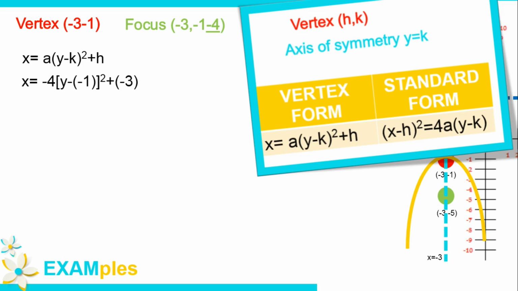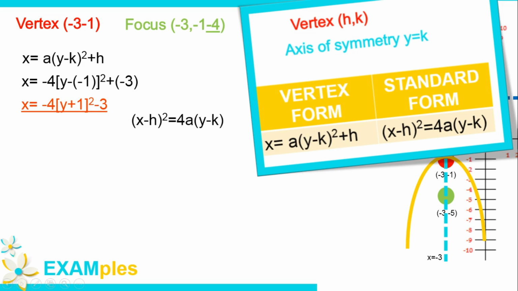Anong negative 4 man siya? Mag-start man ta sa focus. So, focus here is negative 5. Negative 5 minus negative 1. So, negative 5, negative times negative is positive 1. So, negative 5 plus 1 is equal to negative 4. So, and then y minus the value of k, negative 1 squared, plus the value of h, which is the negative 3. So, therefore, ato nang eliminate ang dapat eliminate. X is equal to negative 4, y plus 1 squared, negative 3. So, muna na siya ang vertex form sa ato ang parabola.